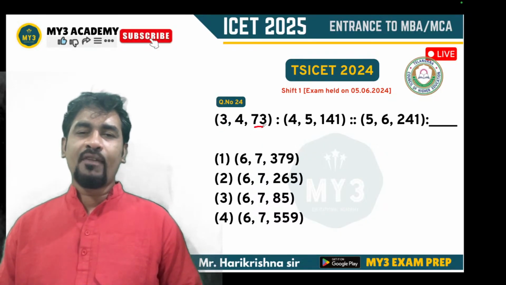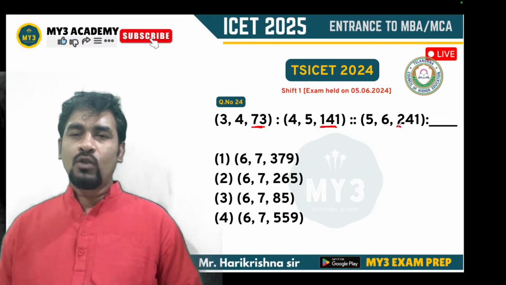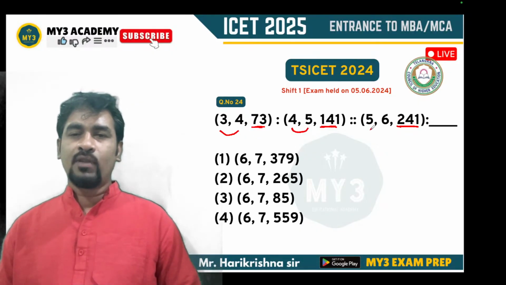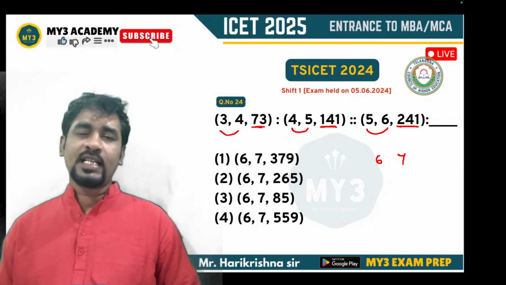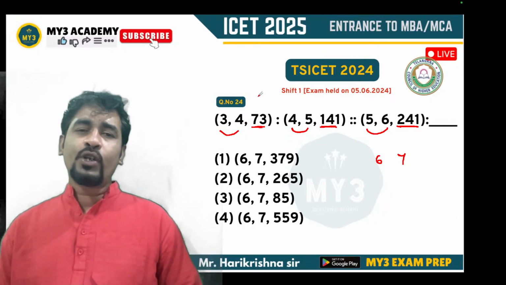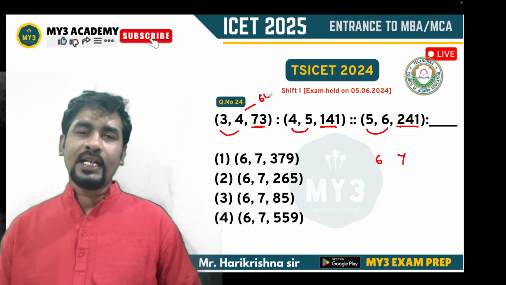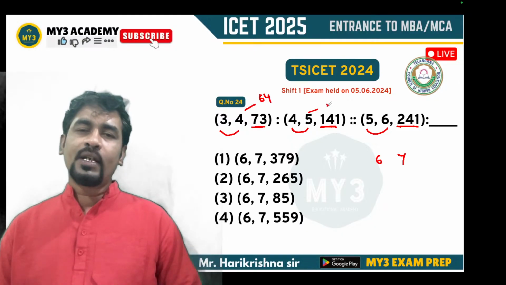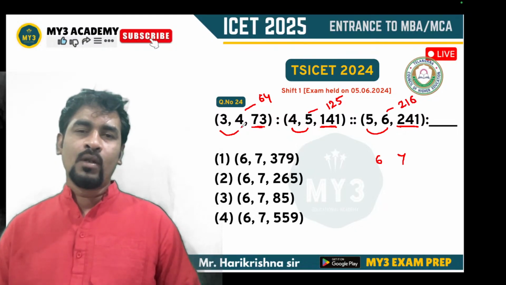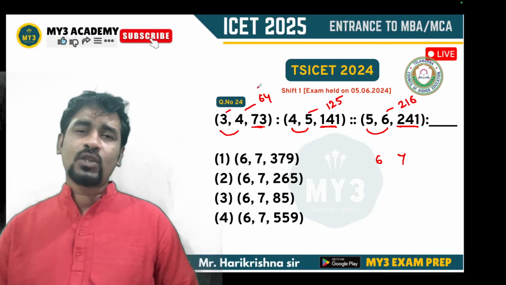So if you observe 73, 3 and 4, 73, what is the logic? 141, what is the logic? 241, 5, 6. So first thing, 3, 4, then 4, 5, then 5, 6 will become 6, 7. But unfortunately all the options start with 6, 7. We cannot eliminate. But by looking at this, 4 cubed is what? 64. It is close to that. 5 cubed is 125, which is close to that. 6 cubed is 216, which is close to that, but not the exact value. So why is 73 coming? 3 squared is 9.